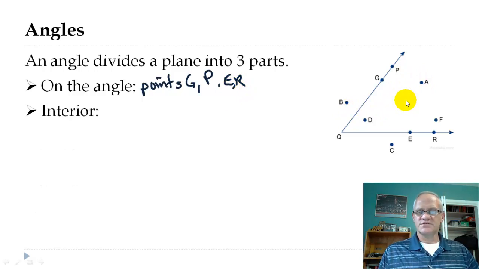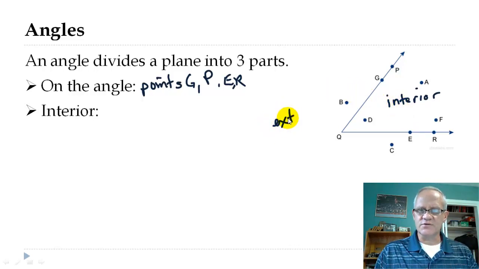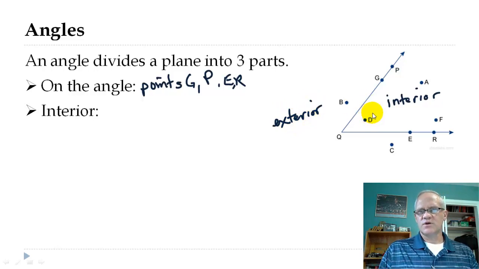What else? There's the interior of an angle. When you have this angle, the interior is basically what seems like is inside of the angle. So it's in the smaller portion that it makes up here. Exterior is all this out here. So when you make this angle, the smaller portion in here is interior to the angle, and this larger portion out here is exterior to the angle.